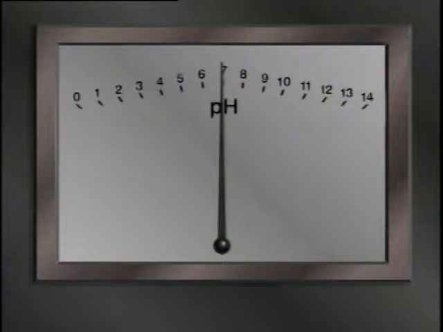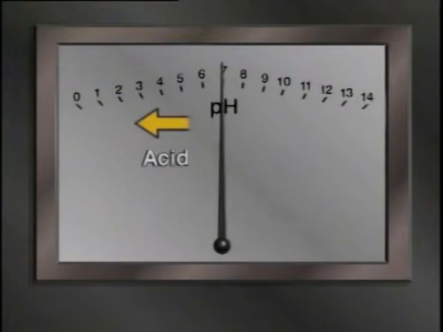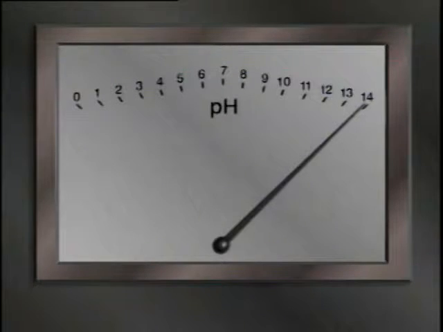The acidity or alkalinity of a solution can be expressed on a pH scale, such as this one. On this scale, pure water is assigned a value of 7. From 7, the numbers on the pH scale increase to indicate increasing alkalinity, and decrease to indicate increasing acidity. For example, a strong acid like sulfuric acid might have a value near 1 on the scale. A strong alkali like caustic soda might have a value near 14 on the scale.